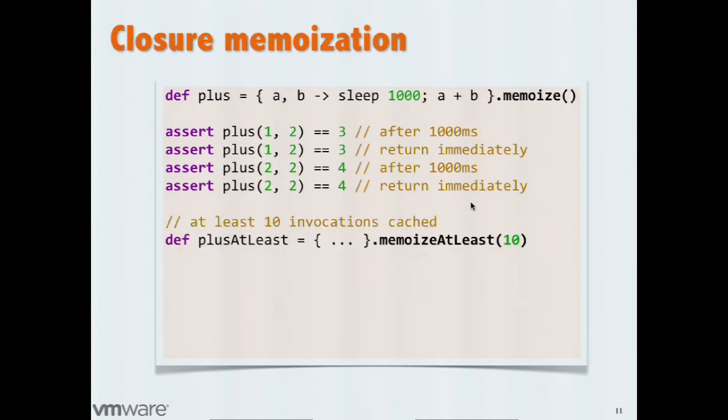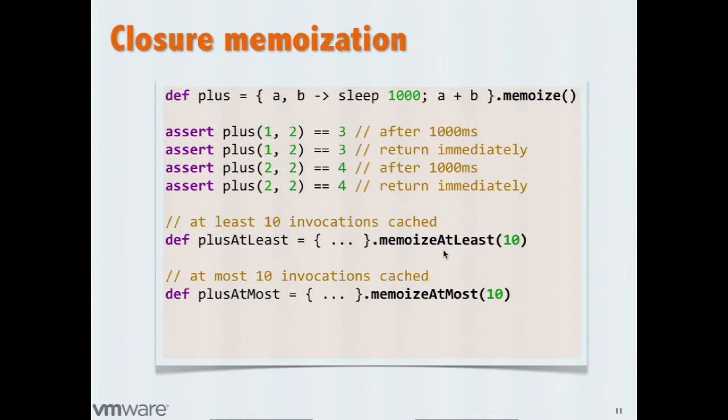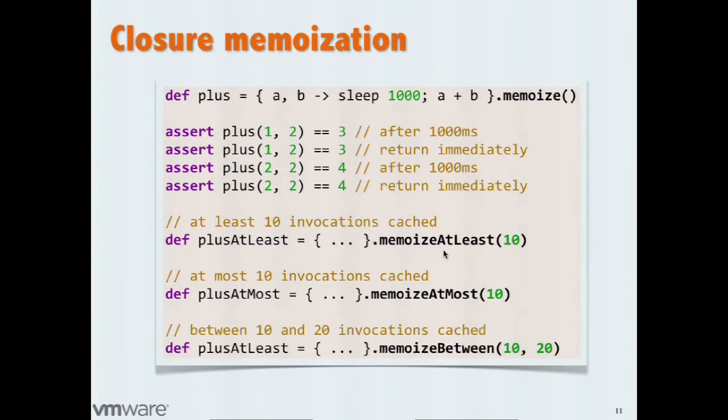You actually have a bit more control on this feature. For example, you can say you want to memoize at least 10 invocations, at most 10 invocations, or even between 10 and 20 invocations. If you're, yeah, there's a question already. What does that mean for object?